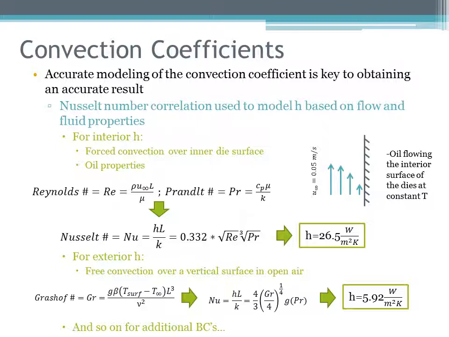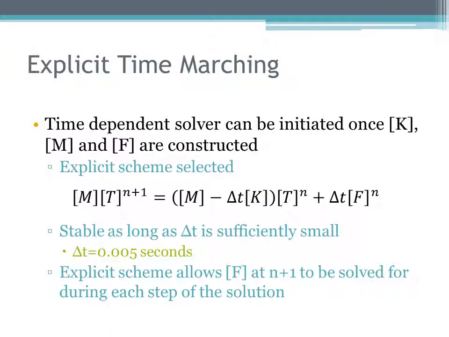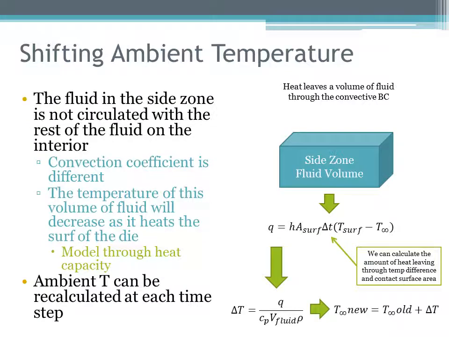Nusselt number correlations were used in order to characterize the fluid flow at each boundary in order to estimate the convection coefficient. An explicit time marching scheme was used instead of the ODE23 function in MATLAB due to its simplicity. It was found to be stable as long as the chosen delta t was small enough. The explicit scheme also allows the ambient temperature, and therefore the nodal loads in the side zone, to be recalculated at each time step.